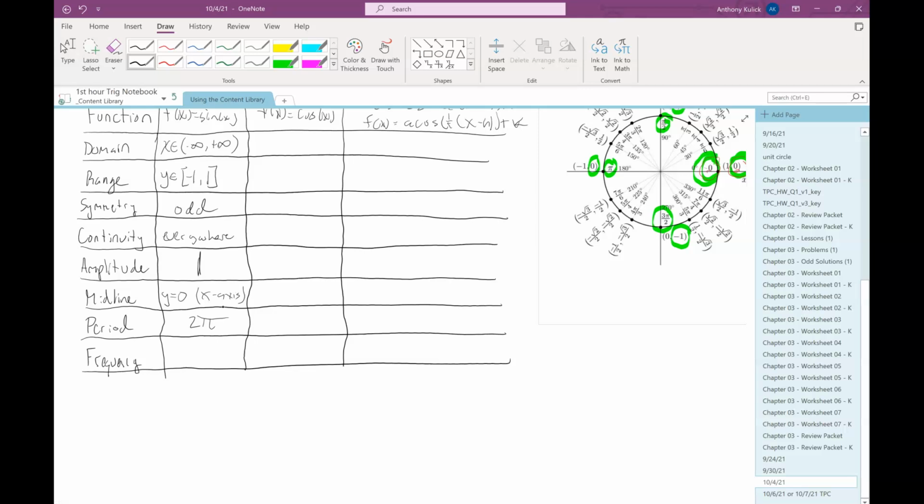And the frequency then is related to the period. We define the frequency as the number of periods per 1 unit. So by definition, the frequency is just going to be the reciprocal of the period. So it always is just going to be the reciprocal.